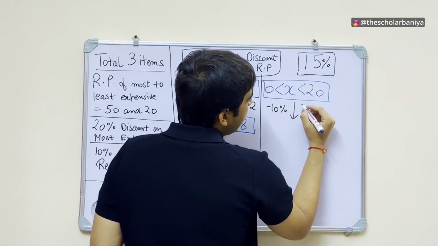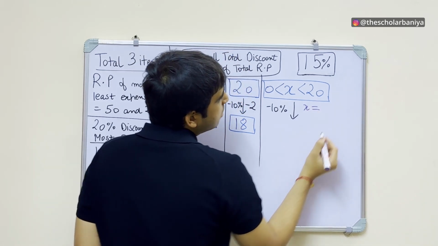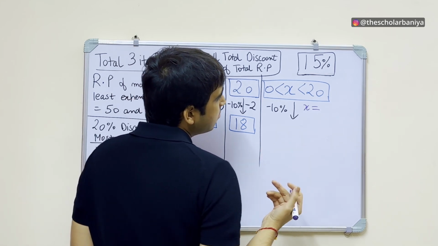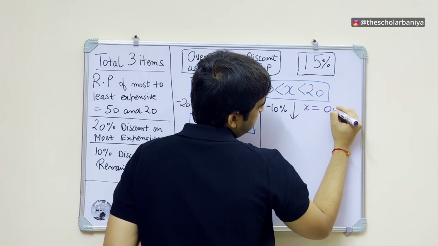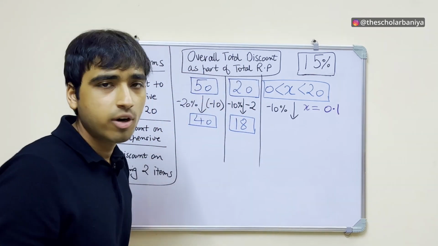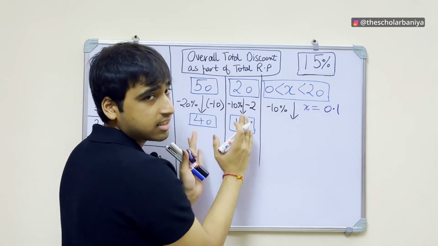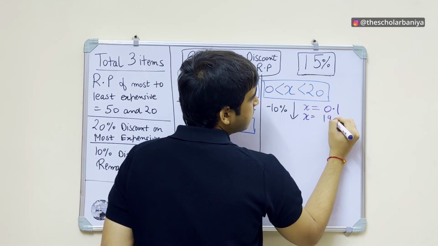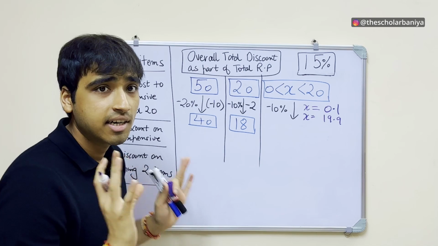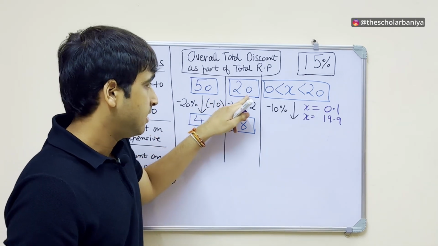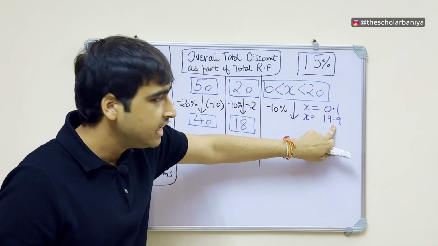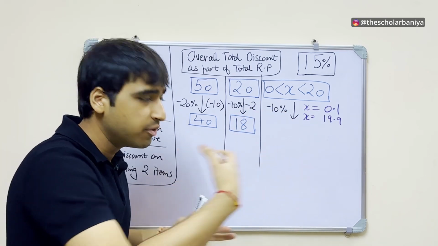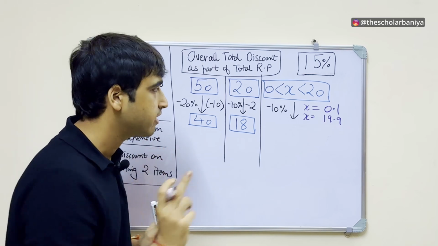For example, X is equal to, maybe, let's say, 0.1, right? It is a possibility, for example, which is the least case. And X can also be, for example, 19.9, because the condition was that this is the most expensive, then this, and then this. So obviously 19.9 is less than 20, so it is absolutely fine. So we have to take the worst case possible, like the extreme case, right?